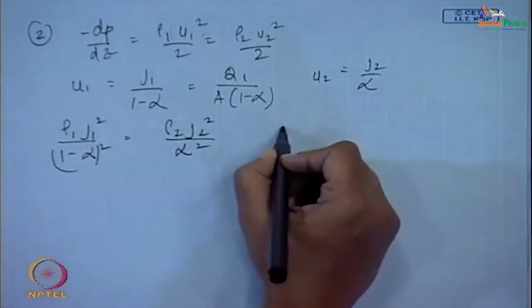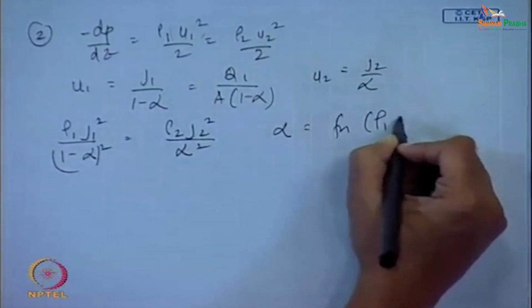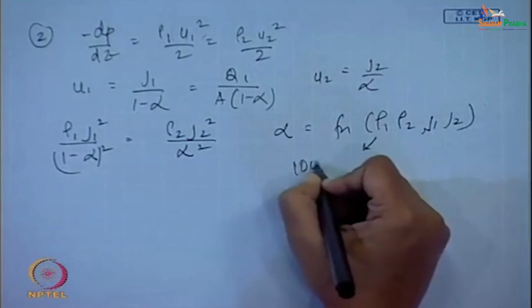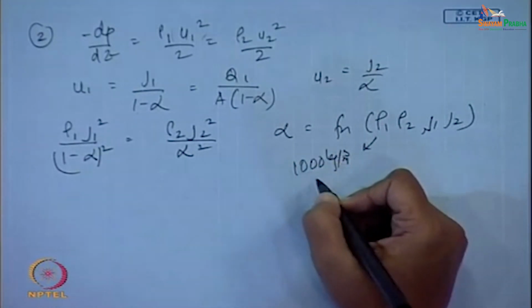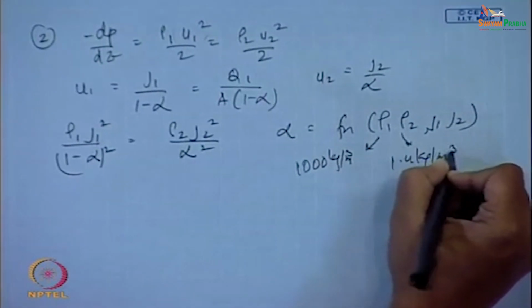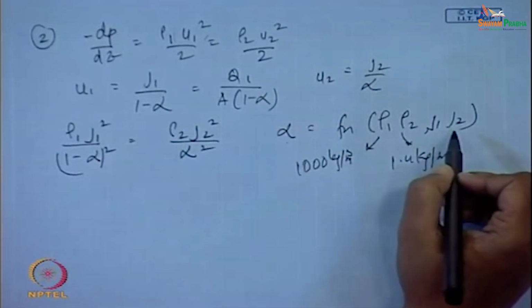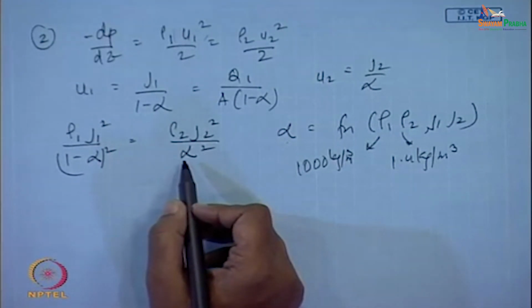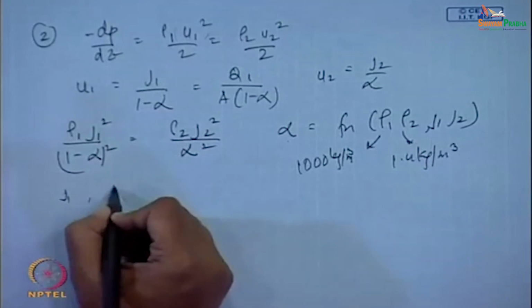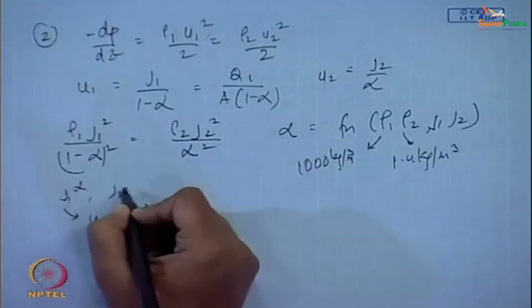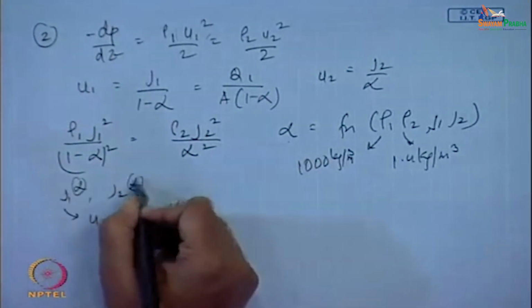Once we can write down this equation, we can find out alpha as a function of rho1, rho2, j1, j2. Can we do this? Rho1 and rho2 you already know, air and water: this is 1000 kg per meter cube, and rho2 you can take as 1.4 kg per meter cube. J1, J2 you can find out. So you can find an expression for alpha using this equation. Once you know alpha, and J1, J2, from J1 you can find out U1, and from J2 you can find out U2.